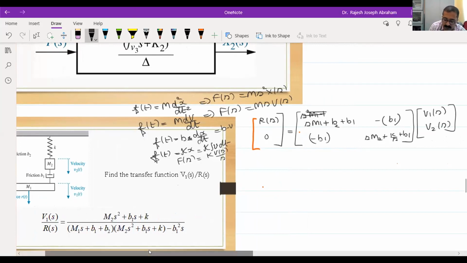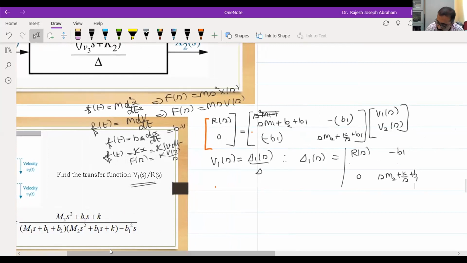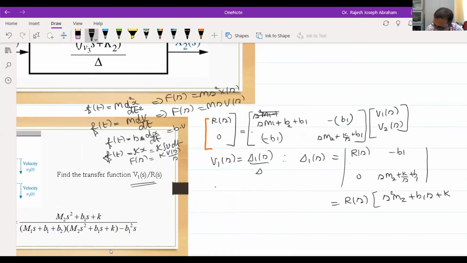What's the question? To find the transfer function between V1 of s and R of s. So what is V1 of s? Delta 1 of s divided by delta. What is delta 1? Delta 1 means the first column replaced with the force vector. So you will get this, s m2 plus k by s plus b1. When you solve this, what will you get? R of s into this, so you will get R of s into s square m2 plus b1 s plus k, divided by s.